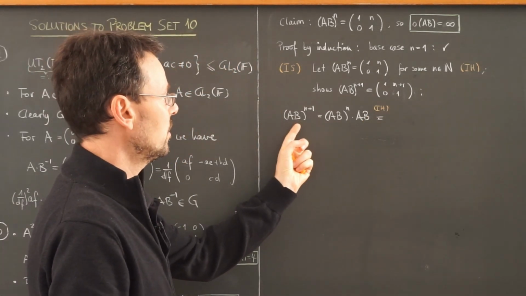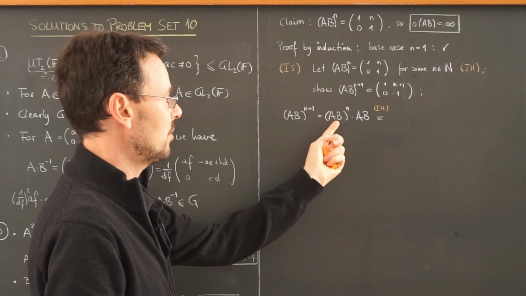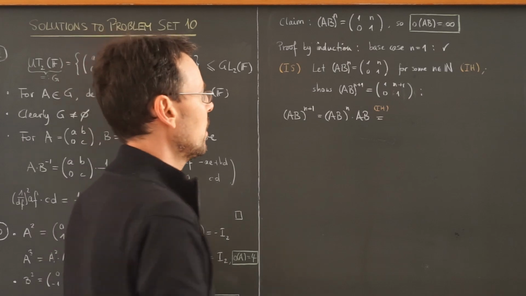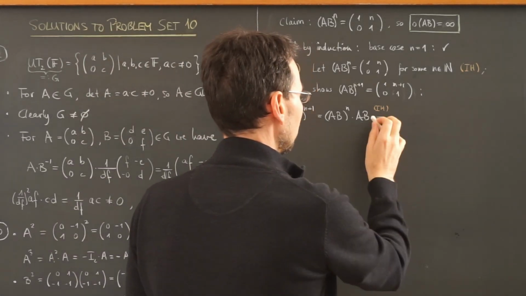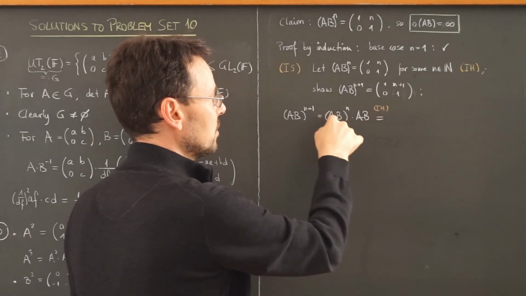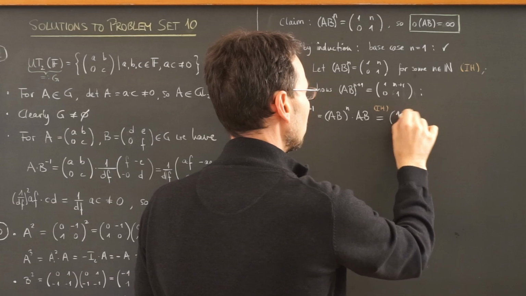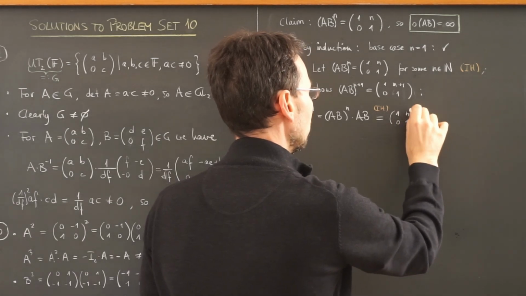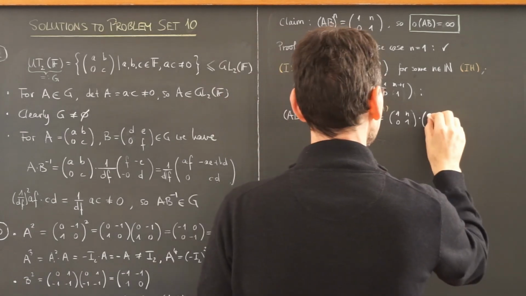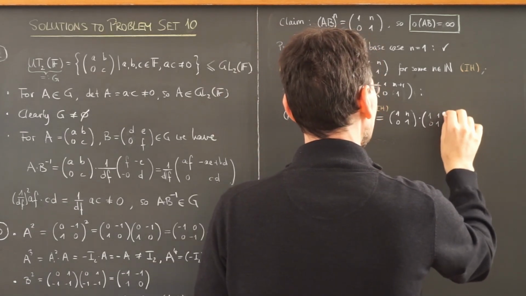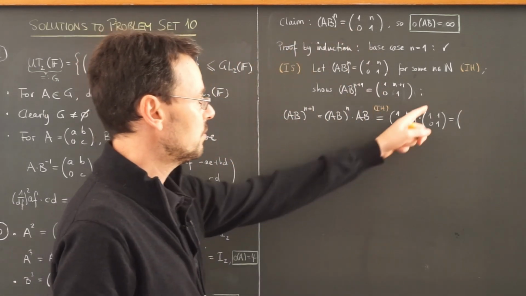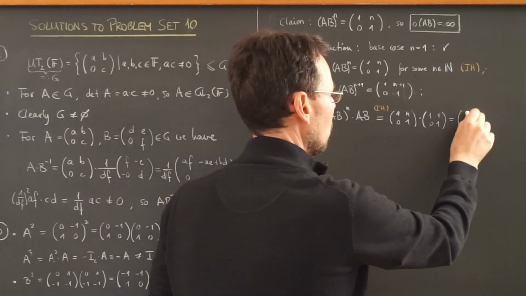Because this here to the power of n plus 1 is the same as this expression to the power of n times the expression. This is always true by a general power law that holds in any group. And now by the inductive hypothesis, we assume that this here is of the form 1 n 0 1 and multiply with the matrix AB, which is 1 1 0 1.